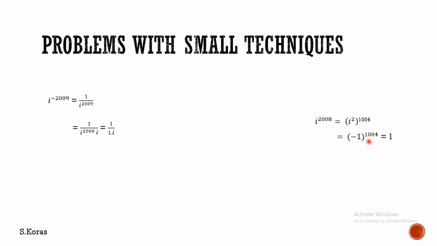Minus 1 to the power 1004 is nothing but plus 1. So I to the power 2008 is nothing but 1. So instead of this I to the power 2008, we have written 1. For this I, it is I. So the answer is 1 divided by I.